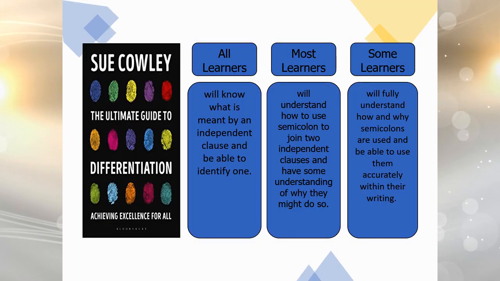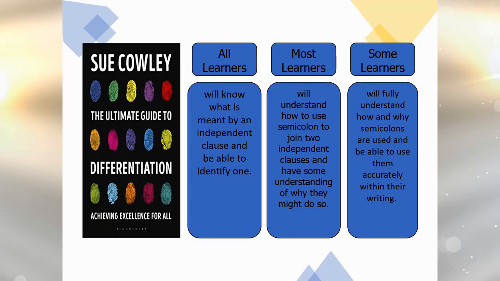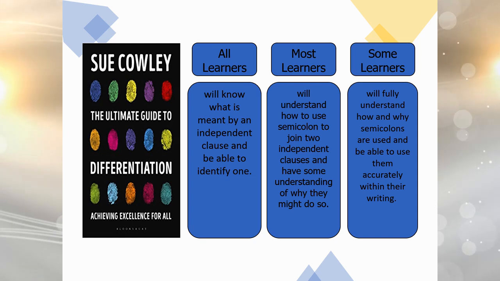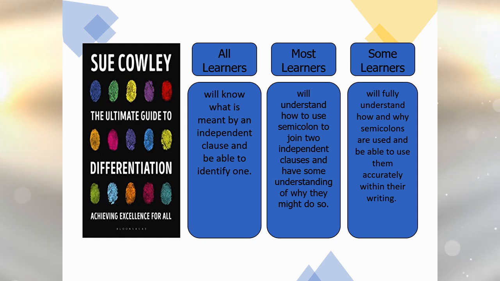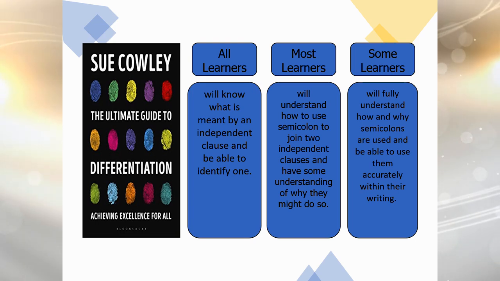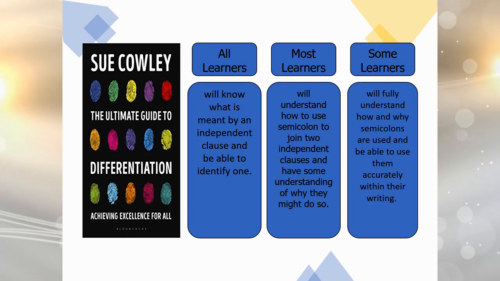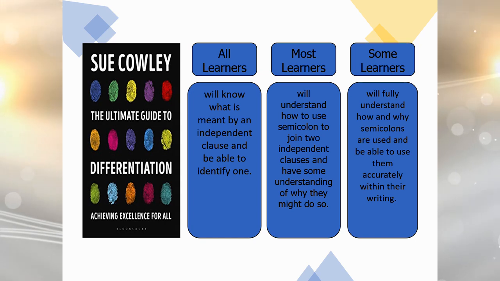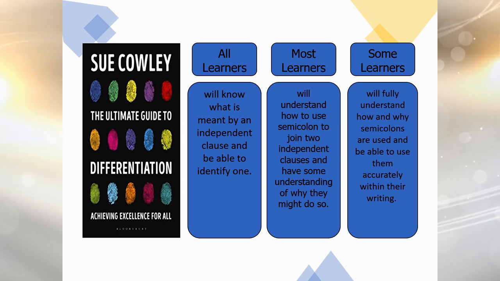Sue Cowley suggests that this is where it might be useful to split our learning objectives into the all, most and some categories. For example, all learners will know what is meant by an independent clause and be able to identify one. Most learners will understand how to use semicolons to join two independent clauses and have some understanding of why they might do so. Some learners will fully understand how and why semicolons are used and be able to use them accurately within their writing.